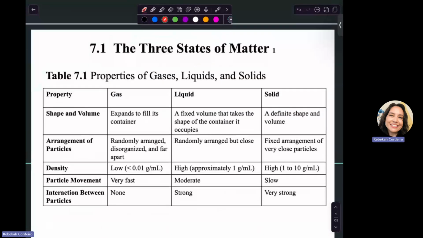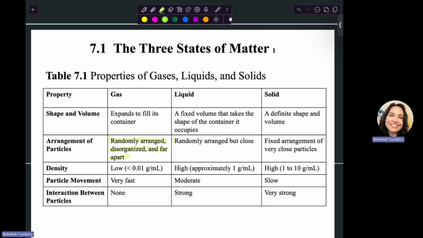We're talking about solids, liquids, and gases in chapter 7, sections 7.1 through 7.6 in this video. We'll start with this table, just outlining the 3 states of matter. You should be very familiar with these so far, but look at this table and I want you to highlight a couple of things. We're going to look at the arrangement of particles.